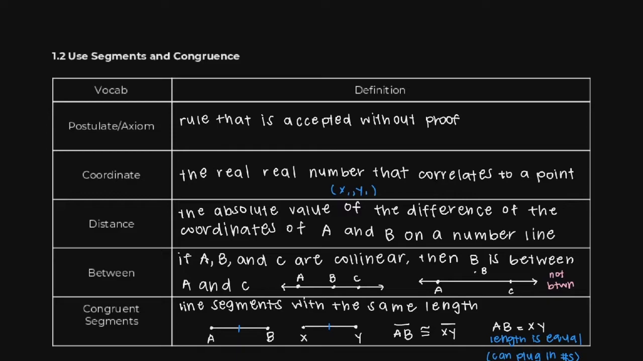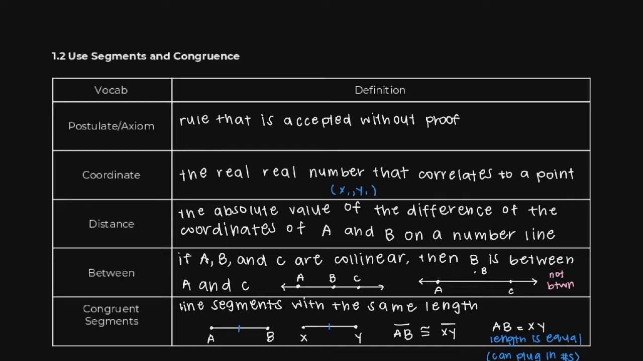Between: if A, B, and C are collinear, then B is between A and C. So in the first drawing here, you can see that A, B, and C are collinear, so that's why we can say that B is between A and C. But in the second example, B is not collinear with A and C, so it is not between.